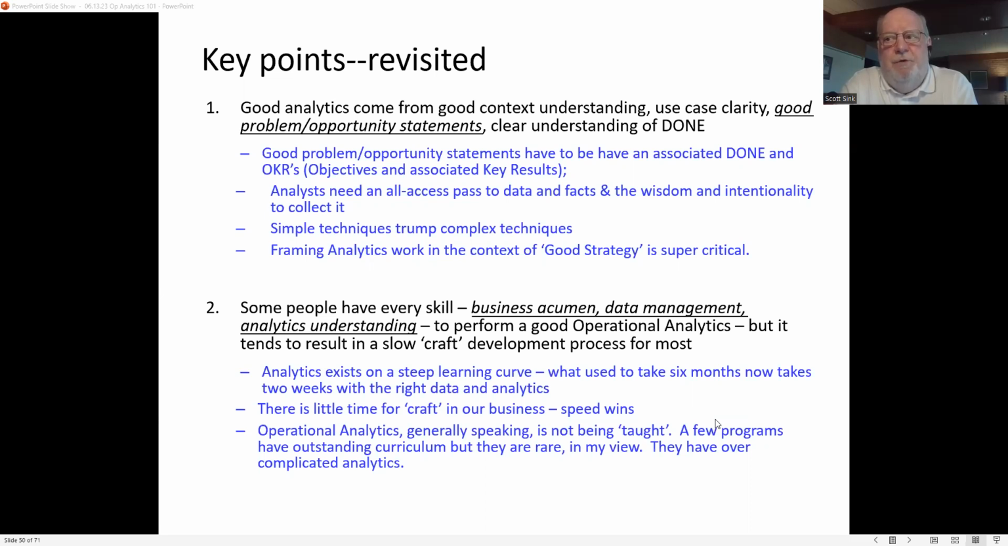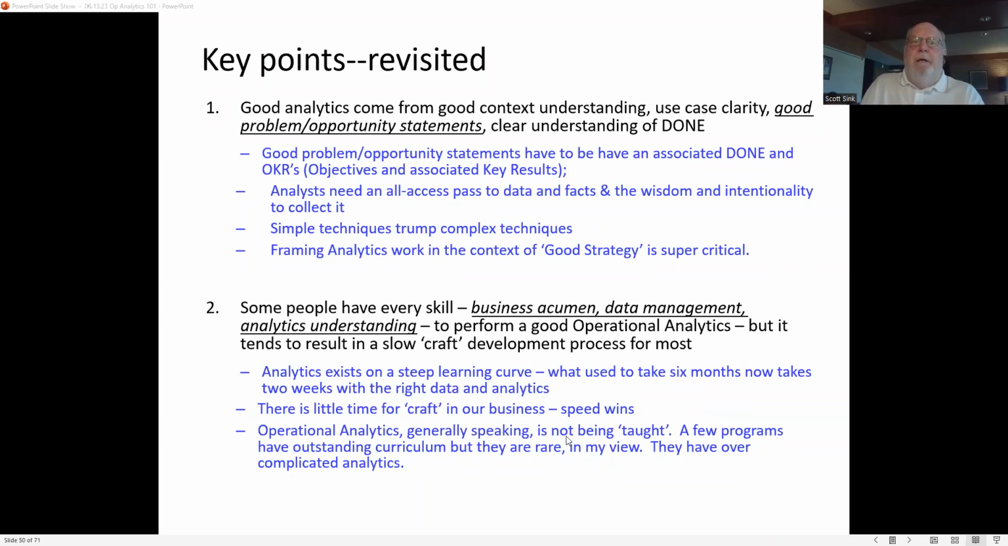And at a lot of universities, analytics is housed in engineering, in industrial engineering. Oftentimes it's a joint program between CIS and industrial engineering. And I think sometimes we've overcomplicated it, at least from an operational analytics perspective.